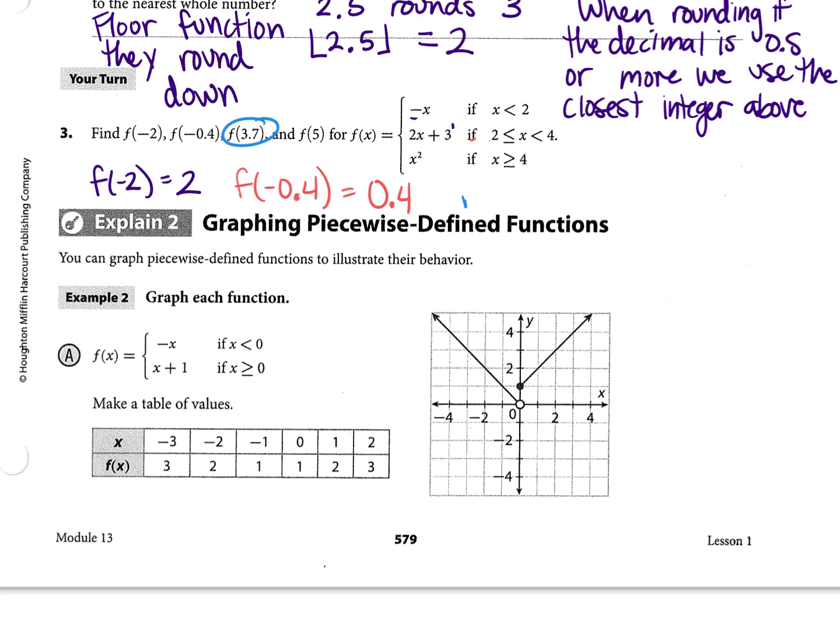F of 3.7. 3.7 is between 2 and 4. So we're going to plug it in here. 2 times 3.7 plus 3 would be 7.4 plus 3 for a total of 10.4. And f of 5 is greater than or equal to 4, so we have to square it. 5 squared is 25.